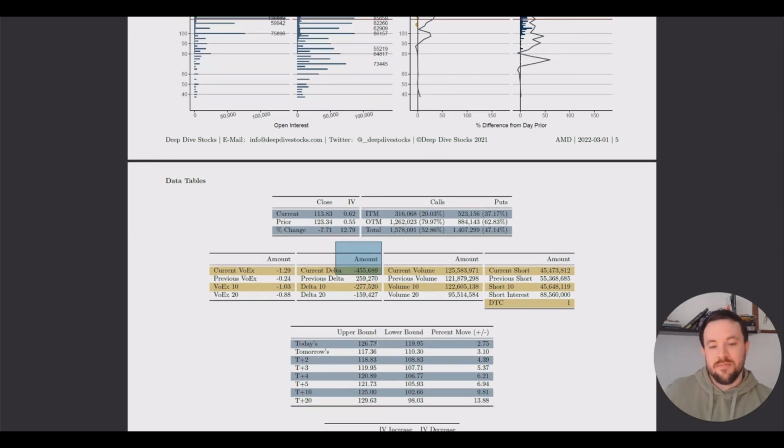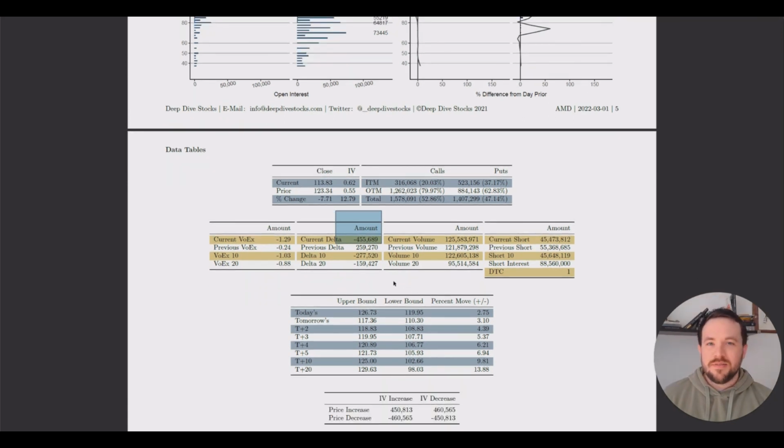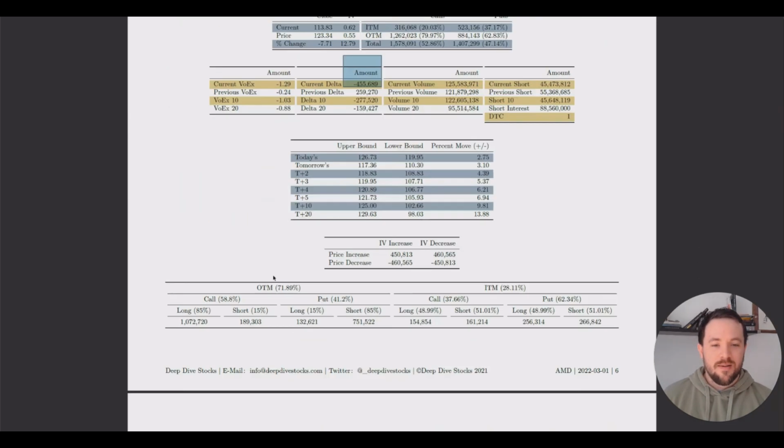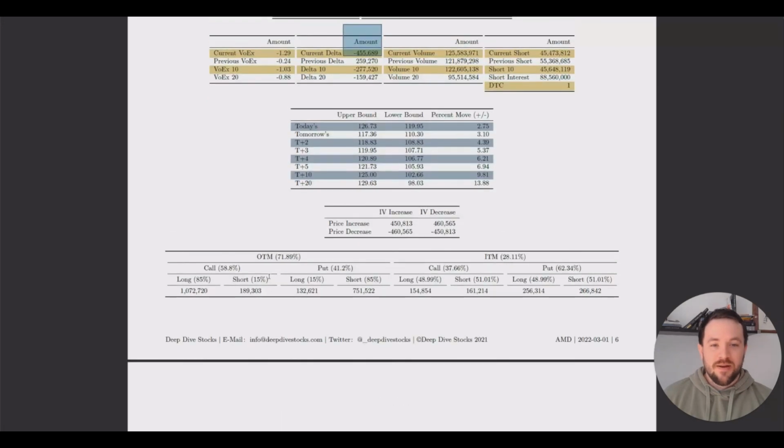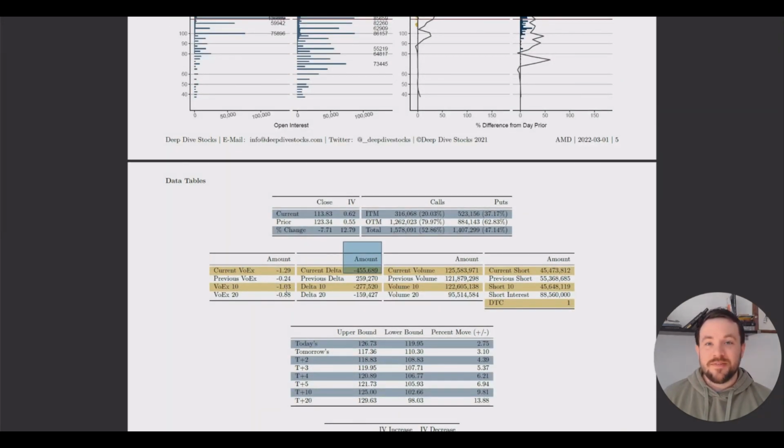So that's the data. Personally, I have my opinions. I think near term it's going to be pretty rocky, but I think VoEx is pretty clear that stability is returning. So that's how I plan on playing that. And that is a deep dive stocks report.